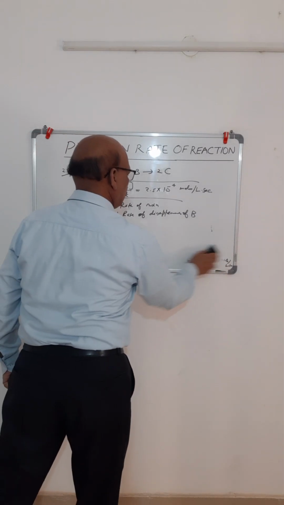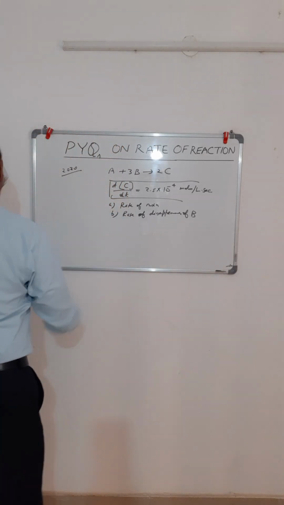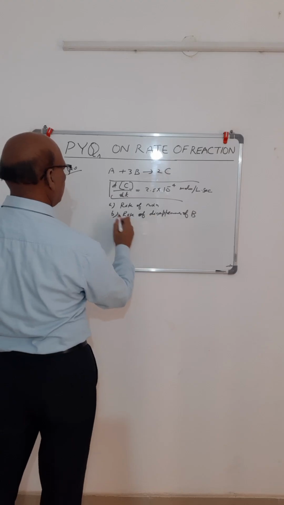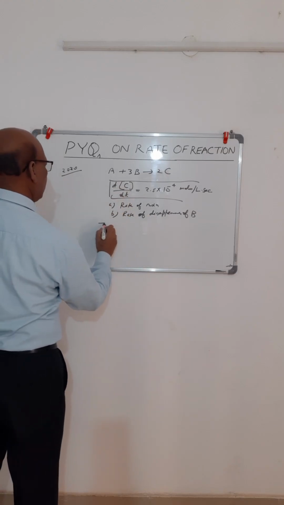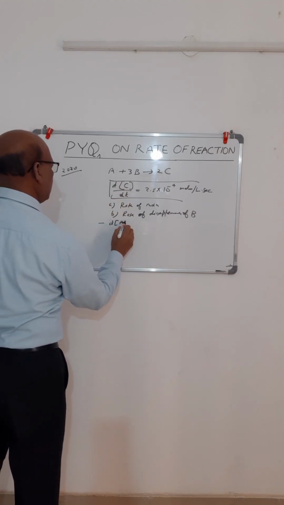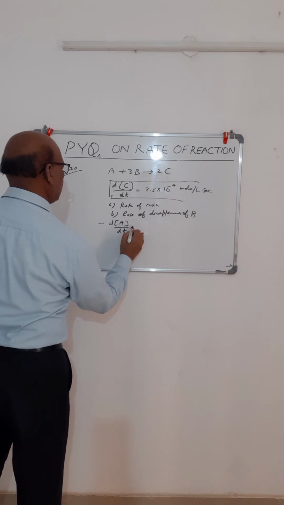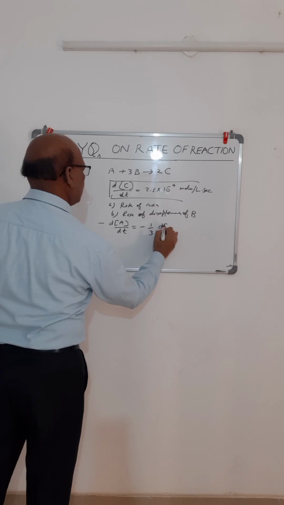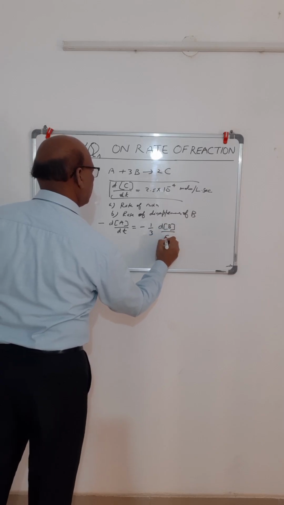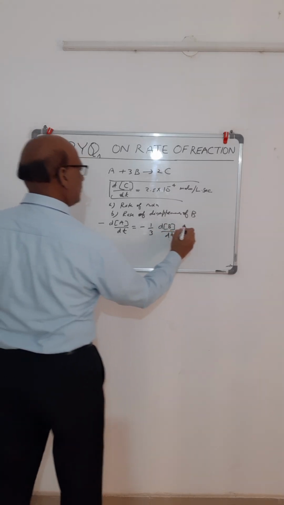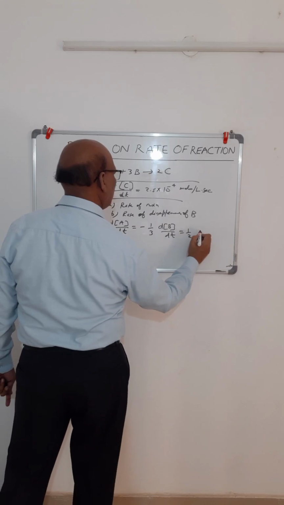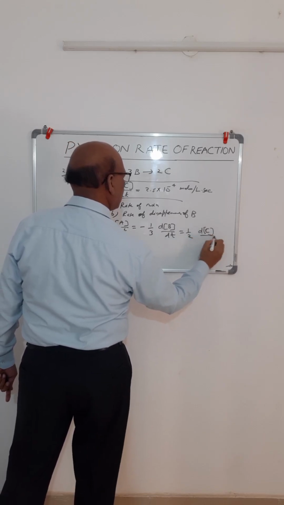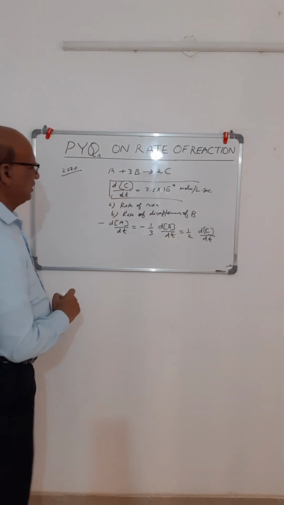Now the second part, we have to find the rate of disappearance of B. Okay, so we will write the same equation, that is minus dA by dt equal to minus 1 upon 3 dB upon dt is equal to 1 upon 2 dC upon dt. That is the rate of reaction.